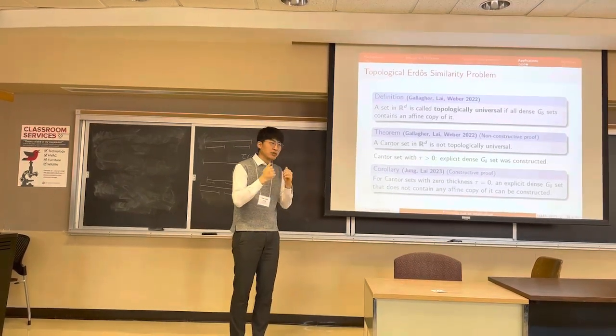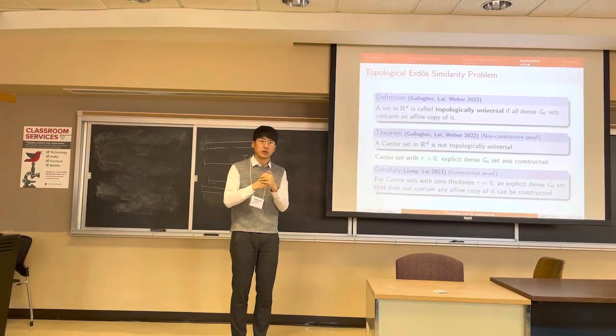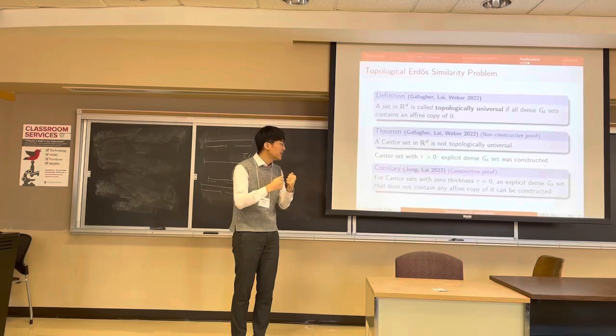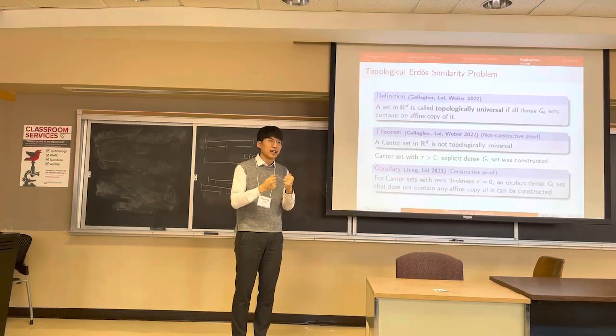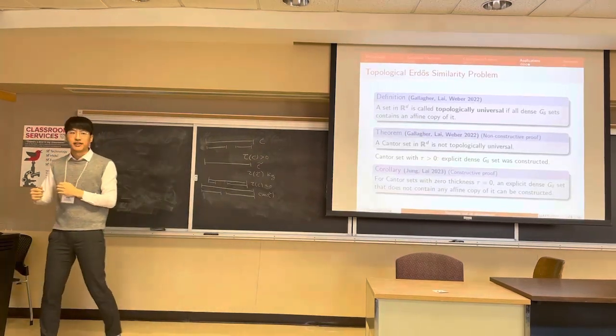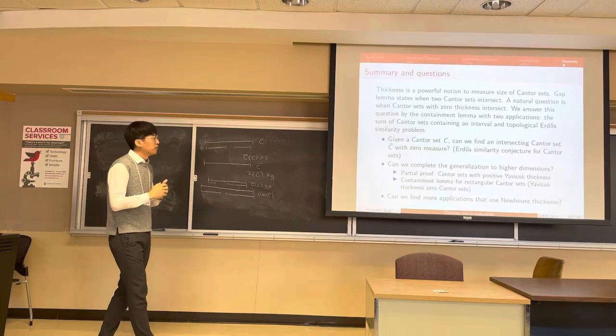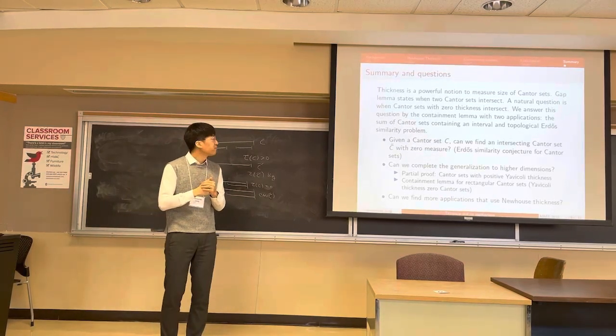Extending this work, we're able to use our containment lemma to show that even for thickness 0 Cantor sets, we can construct explicit dense G delta sets that will never contain an affine copy of that. So this is our second corollary. We would like to conclude this talk with a summary and a set of questions.